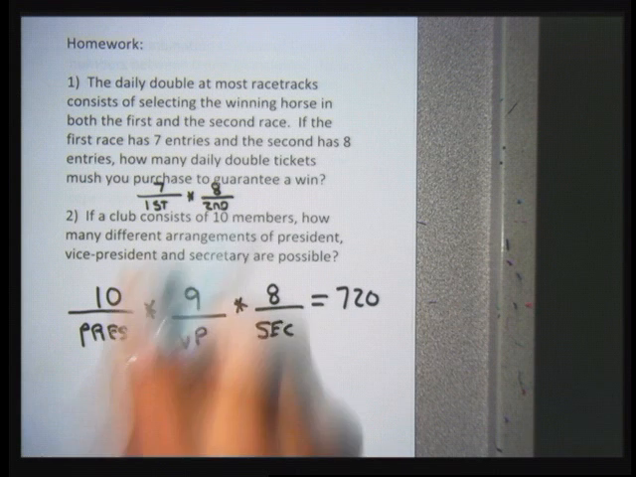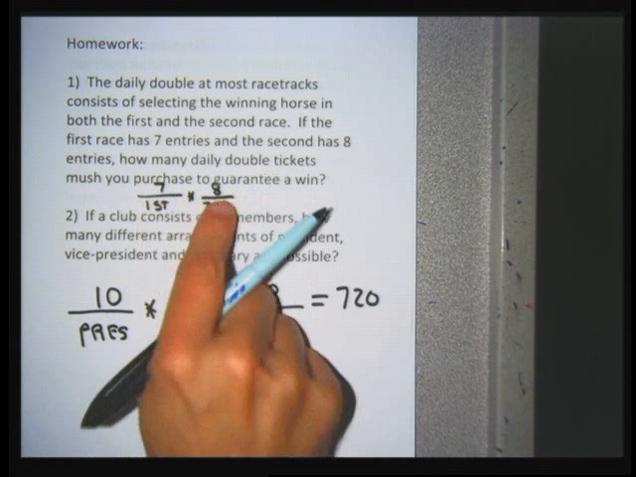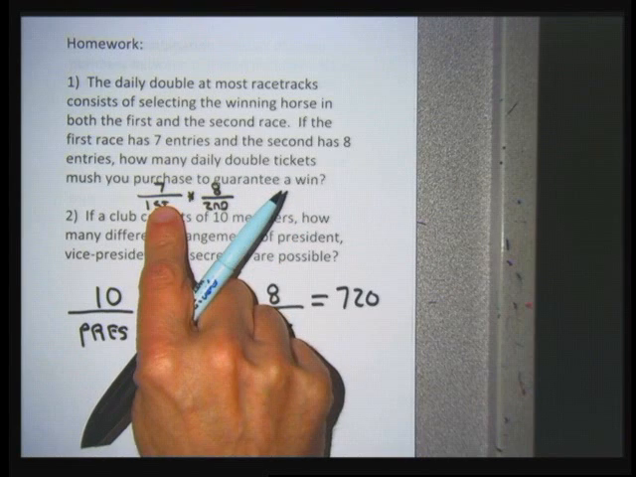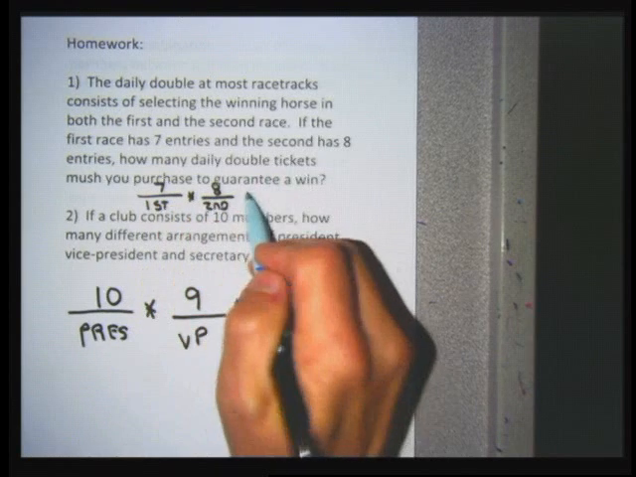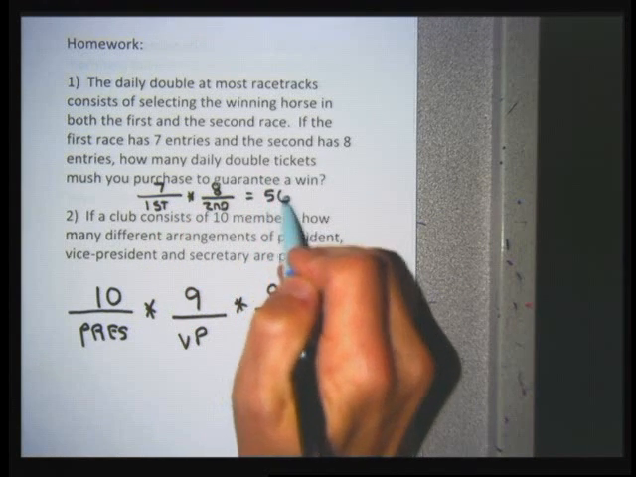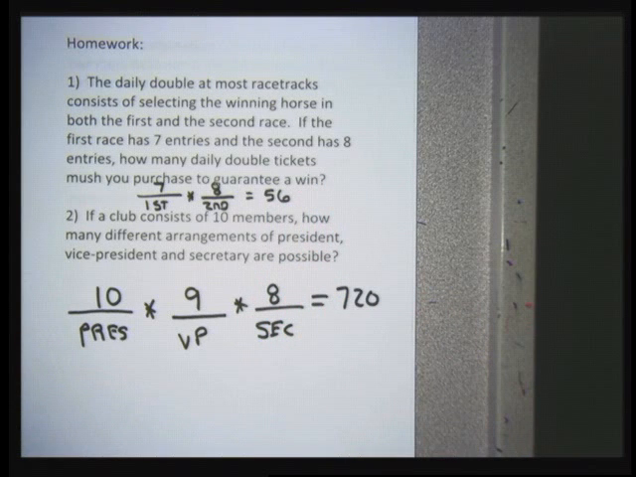And so there's 7 possible winners for the first, 8 for the second. There's going to be 56 different tickets you'd have to buy, having the 1 horse in the first race and the 4 horse in the second race, or the 1 horse in the first race, the 5 horse in the second race. There's 56 different tickets that you can buy. If you bought all 56, you'd be guaranteed to win the daily double.